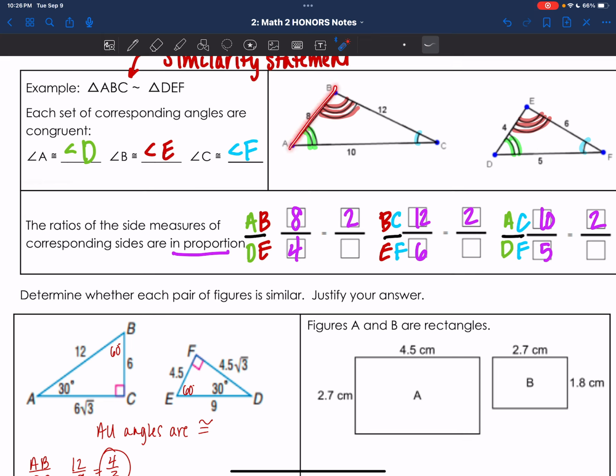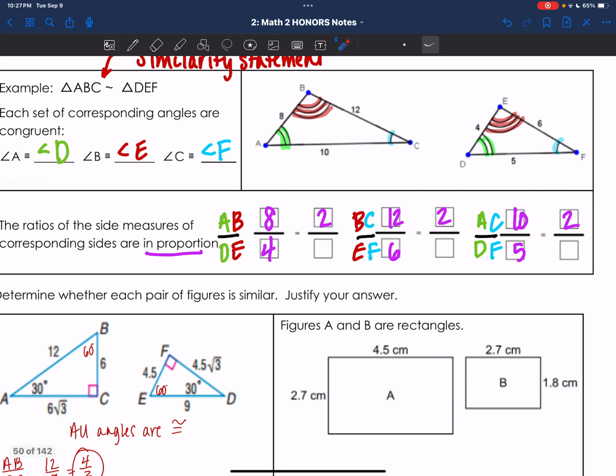AB, and then DE corresponds with that. So we said 8/4, which equals 2. You can put 2/1, but it's 2. Then we can look at BC and EF, and that is 12/6, which also equals 2/1. So far so good, but we need all three.